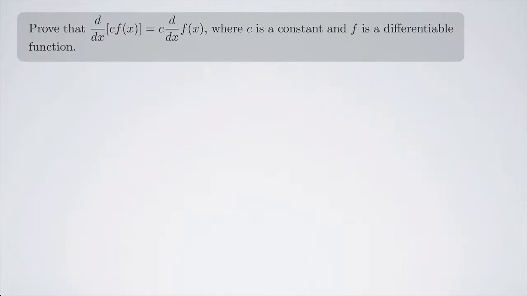Prove that d/dx of a constant times f(x) equals the constant times d/dx of f(x), where c is the constant and f is a differentiable function. In other words, when you take a derivative, you can pull the constant outside of the derivative. Before we go ahead and prove this, let's take a look at an example.